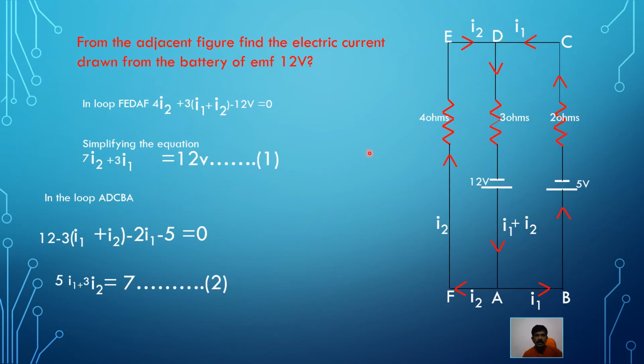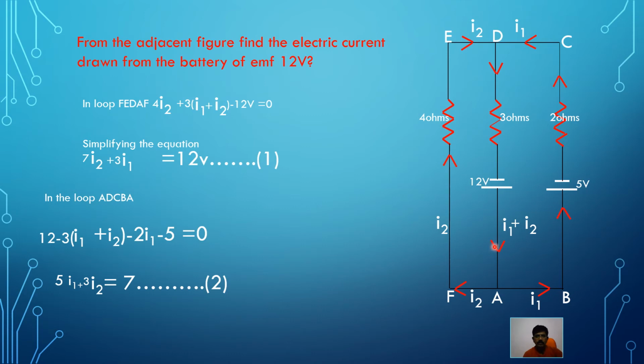Now let us do another important sum. See this one. From the adjacent figure, find the electric current drawn from the battery of EMF 12 volts. This is the circuit given in the textbook. This is the battery of 12 volts. You are asked to find how much current is flowing through the closed loop, or how much current is drawn from the battery of 12 volts. Are you clear about that one?